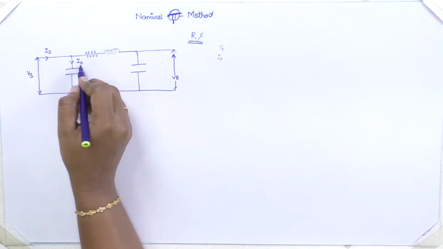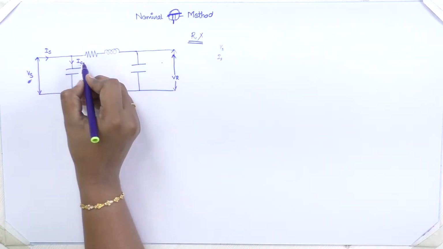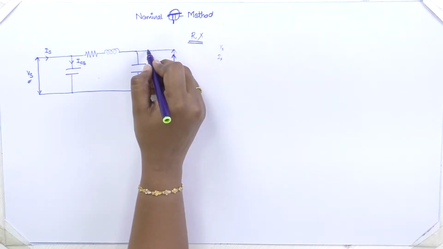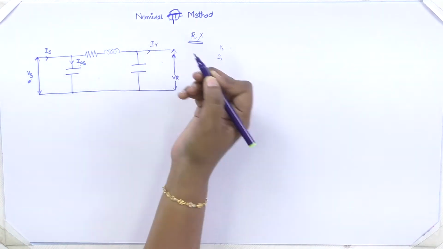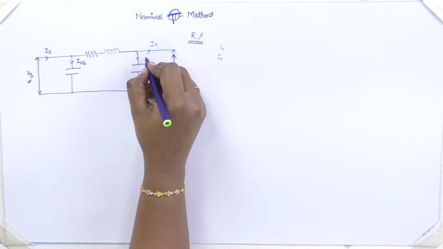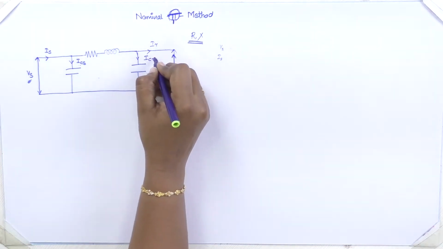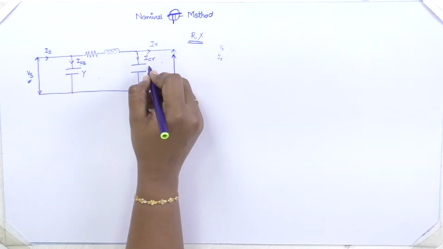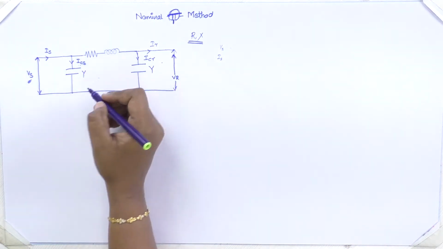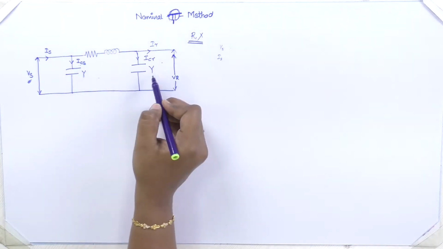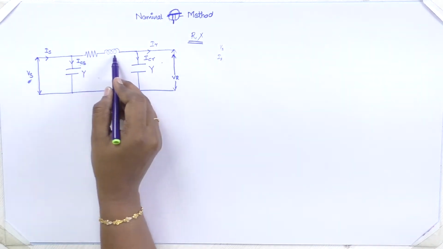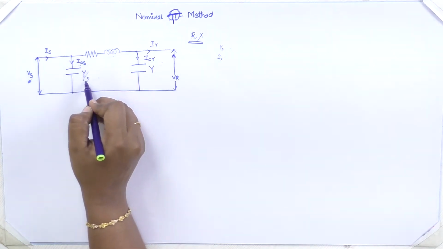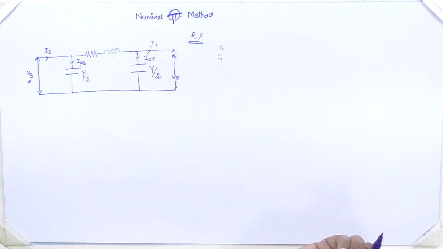Now this IC is nearer to my sending end voltage, so I am denoting it as ICS. And this is my receiving end current, that is IR. So obviously this will be ICR. I will denote this capacitance, that is the shunt admittance, with this symbol. Now I am not going to divide the transmission line parameter. Instead I am going to divide the capacitance, that is Y by 2, and this is Y by 2.